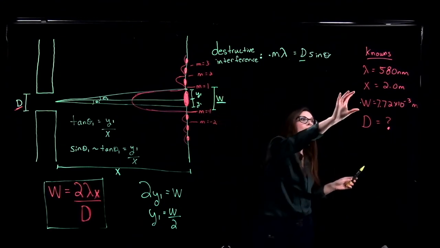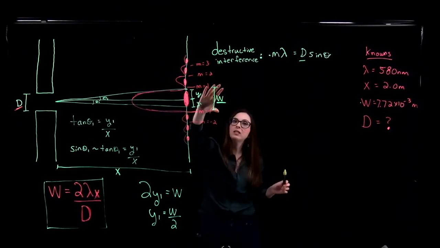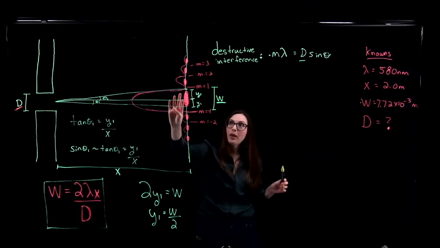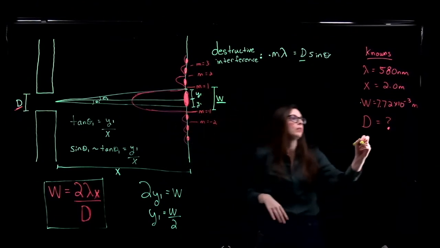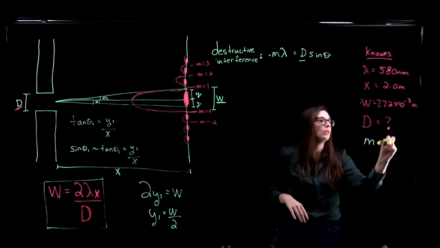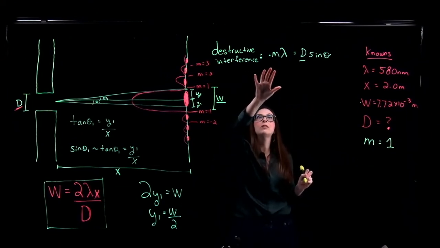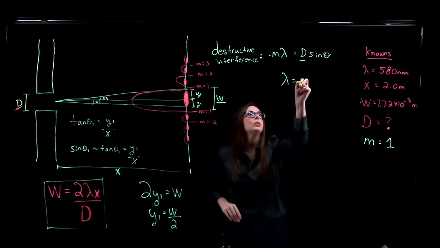We know the width W here that's given to us, and we know that W is twice this y1 distance, where y1 is the distance from the center point to our first dark spot. Okay, so if we're thinking about y1, then that means that we're also thinking about m is equal to 1. So over here in my equation for our destructive interference, m is equal to 1. So I've got lambda is equal to d.